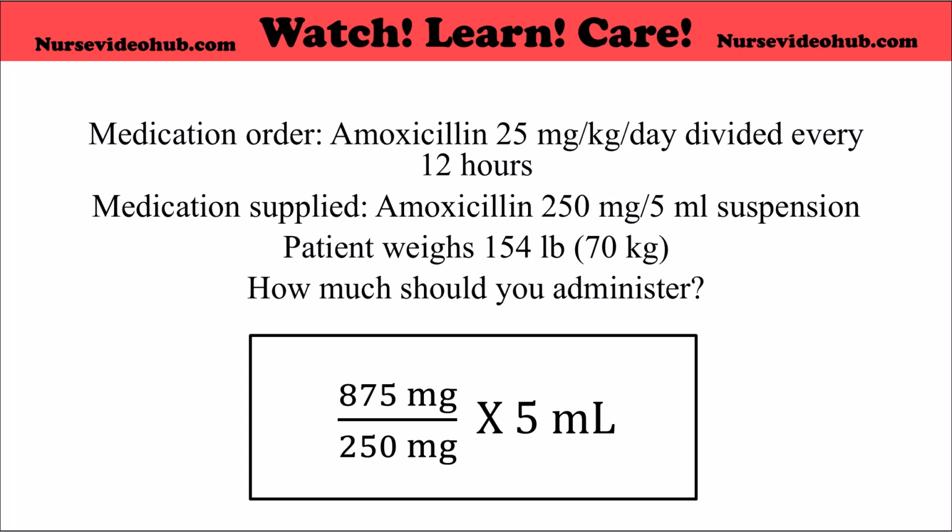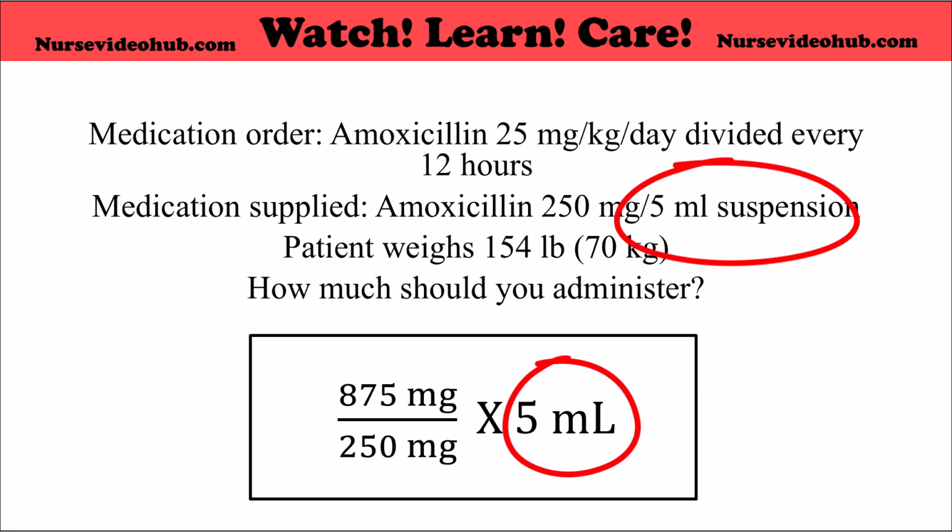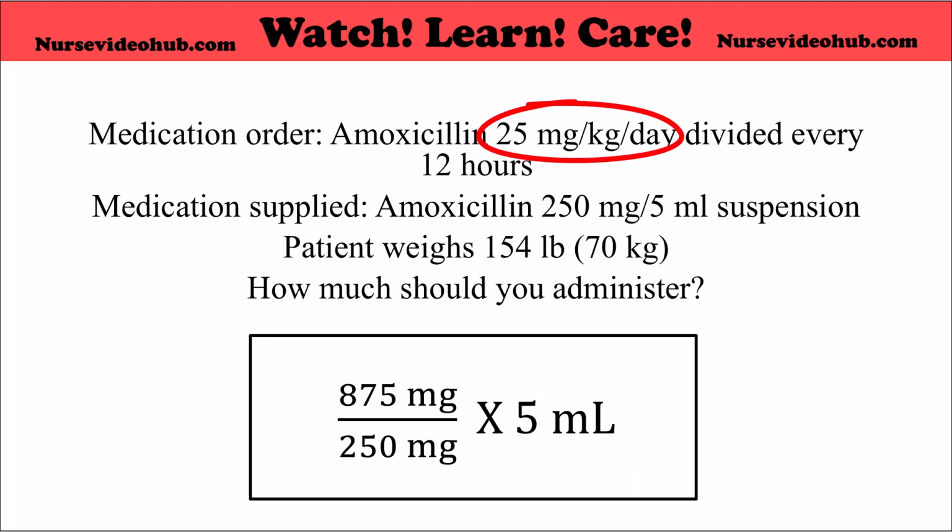Now you can fill in the formula. The quantity or form of the medication is 5 milliliters. Place that in the formula. The prescribed amount is 25 milligrams per kilogram. You need to calculate the amount of medication to administer based on the patient's weight. The patient's weight is 70 kilograms. For every kilogram, the patient should receive 25 milligrams of the medication. 70 times 25 equals 1750 milligrams. The amount of medication order based on the weight is 1,750 milligrams.